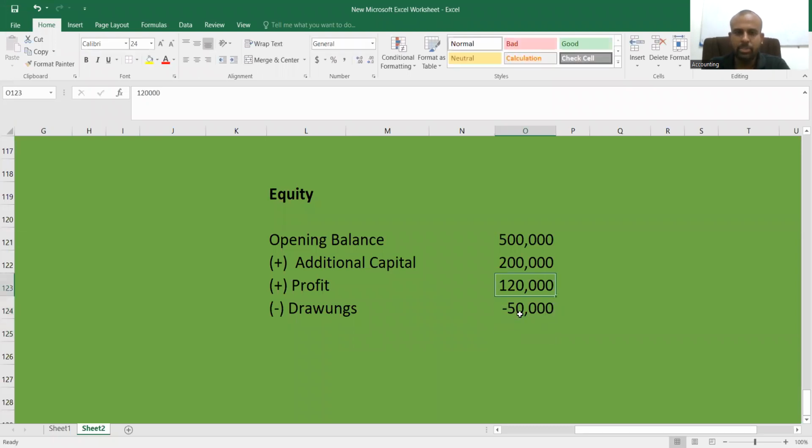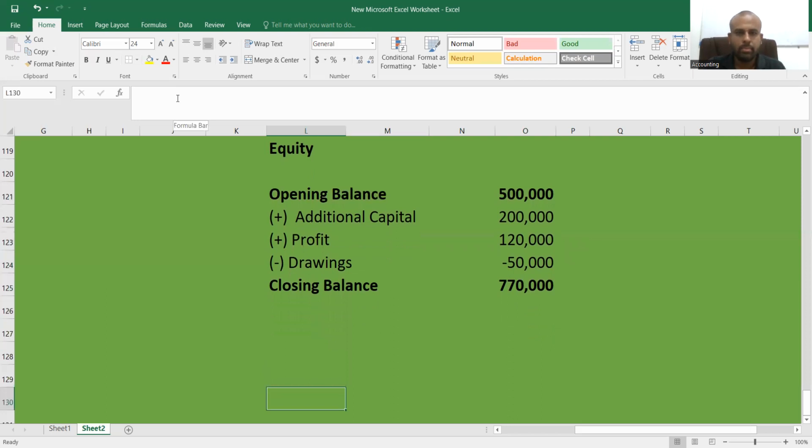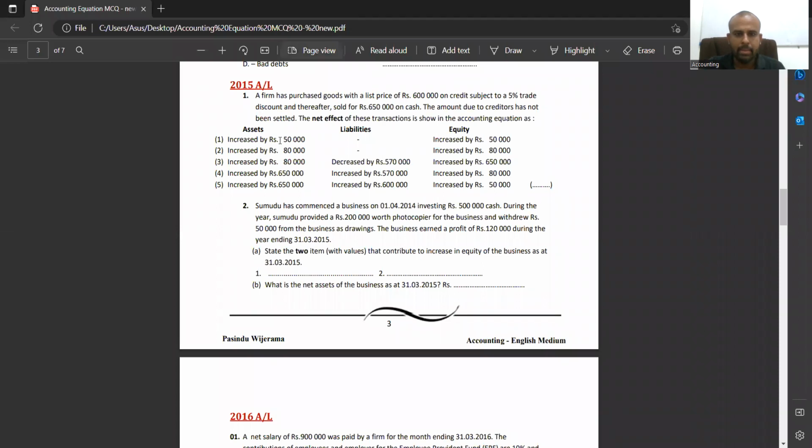Initial capital 500,000. There was an additional capital of 200,000. And there was a profit figure of 120,000 and drawings 50,000. And you can get the closing equity balance as how much? 770,000. Closing balance is how much? Rupees 770,000. Was that clear? Please do the corrections. What has to be the answer? 770. This is how you got the answer.